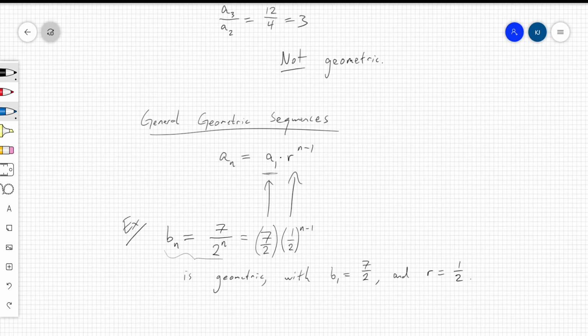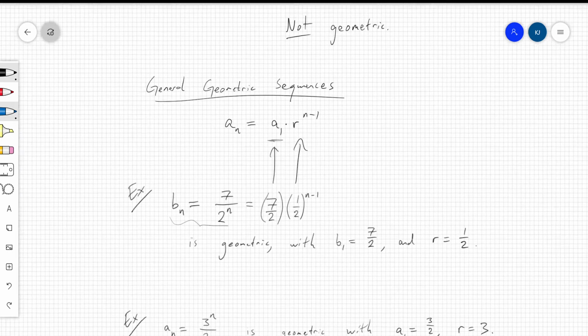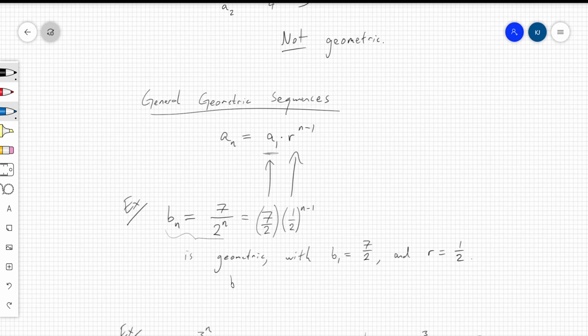So this would be geometric with b1 equal to 7/2 and r equal to 1/2. And maybe it would be good for us just to generate a couple of examples so that you can see. The first term would be plugging in n equals 1 here, so that would be 7 over 2. If I want the second term, I'm plugging in n equals 2 here, so that would be 7 over 2 squared, which would be 7/4.